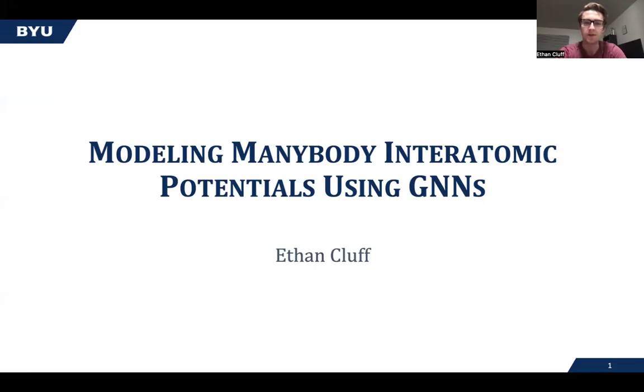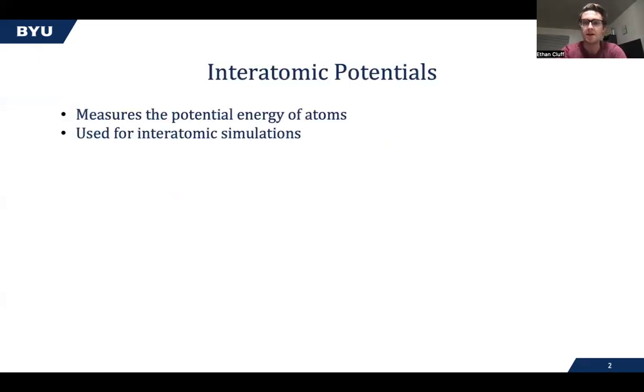I'm going to share about the project that I did, which was about modeling many-body interatomic potentials using graph neural networks. Now, I imagine most of you probably don't have background with interatomic potentials, so I'll explain a little bit about what those are now. Essentially, when you create a simulation of atoms, your interatomic potential is something that measures the potential energy of those atoms. And after the interatomic potential measures that potential energy, the energy is used to calculate velocities and forces, and then essentially propagate the simulation forward in time.